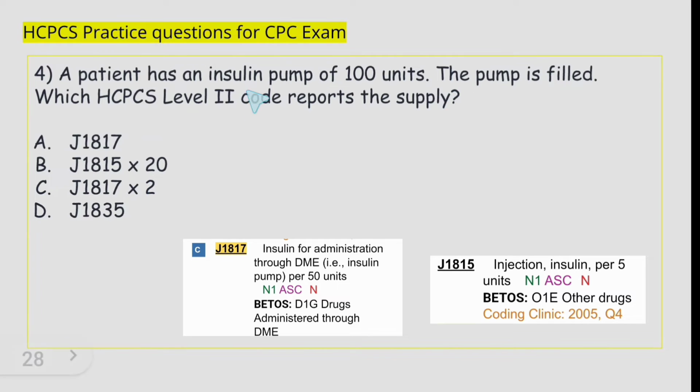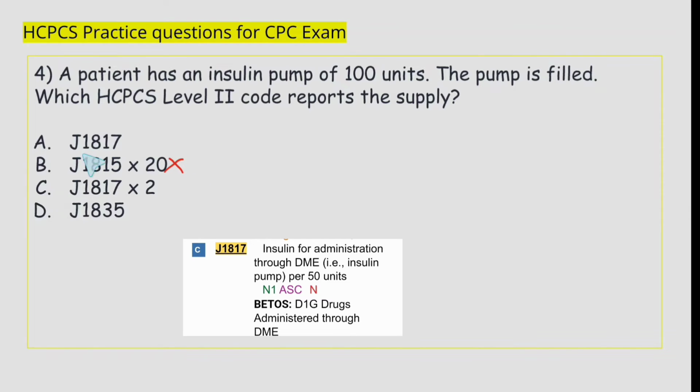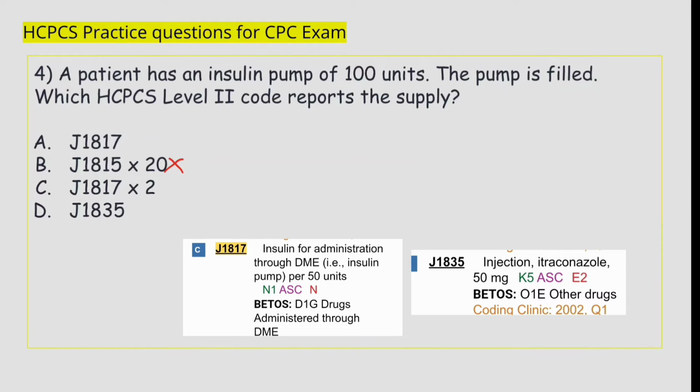But in our question they have mentioned insulin pump of 100 units. So it is matching with the code J1817 insulin for administration through DME, that is insulin pump. So we'll eliminate option B which has J1815. Now we are left with J1817 and J1835. Check the code J1835. J1835 is for injection itraconazole 50 mg. But in our question they have mentioned insulin pump of 100 units. So we'll eliminate option D.